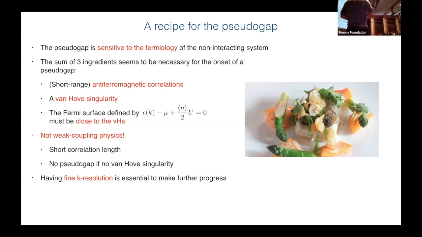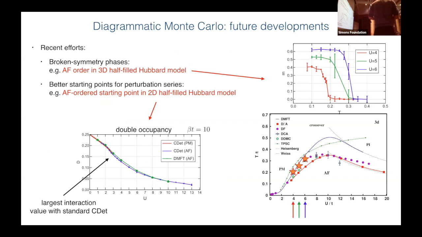So definitely to make progress, I think having a finer k resolution would be very important to understand how exactly those things are connected. From the diagrammatic Monte Carlo point of view, there are many things we're working on in that direction. Like Nikolai was saying, we're more and more able to go and investigate broken symmetry phases. These are some very recent results by a student, showing how the magnetization goes to 0. This is in a 3-dimensional Hubbard model, so this is something new that was not possible before.